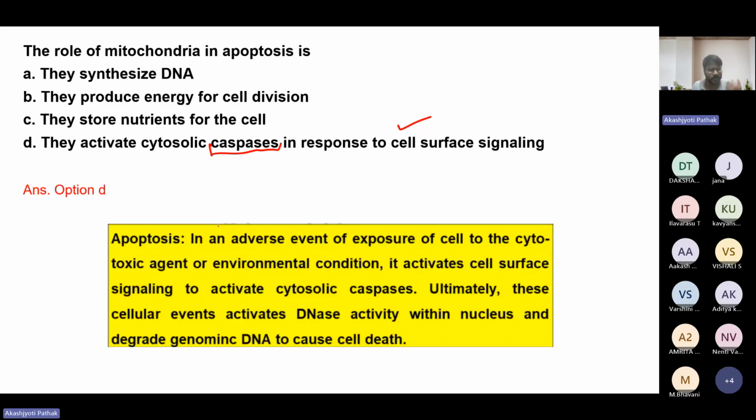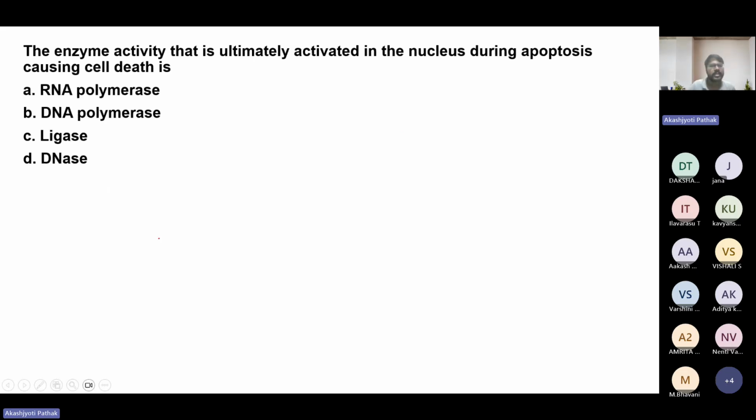So this is from the lecture slide. In an adverse event of exposure of the cell to a cytotoxic agent or environmental condition, what happens? The cell surface signaling gets activated, and this activates cytosolic caspases, and ultimately these cellular events activate DNase activity within the nucleus and degrade genomic DNA to cause cell death. Okay, so these points are clear. Now answer the next question.